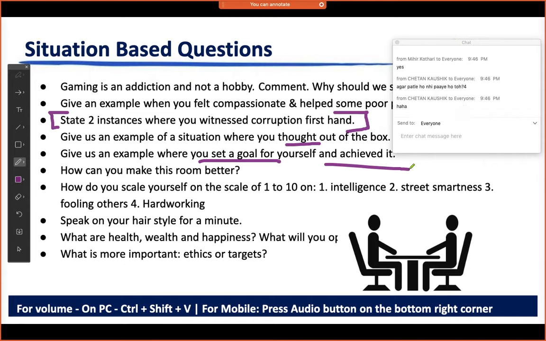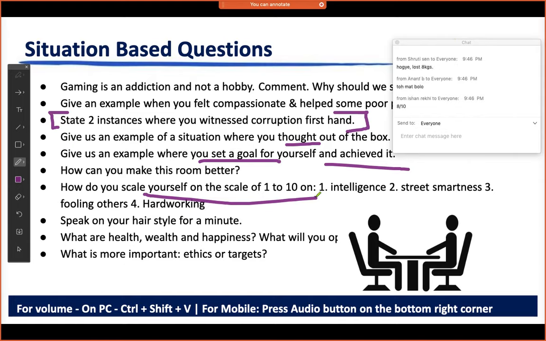Similarly, if I look at the retrospection based questions, we also have scale yourself on 1 to 10 and where are you on intelligence, street smartness, fooling others, hardworking, four different aspects and where we are talking about it.